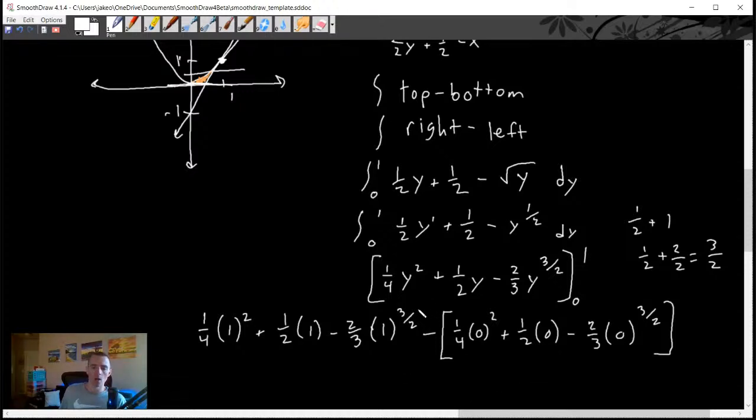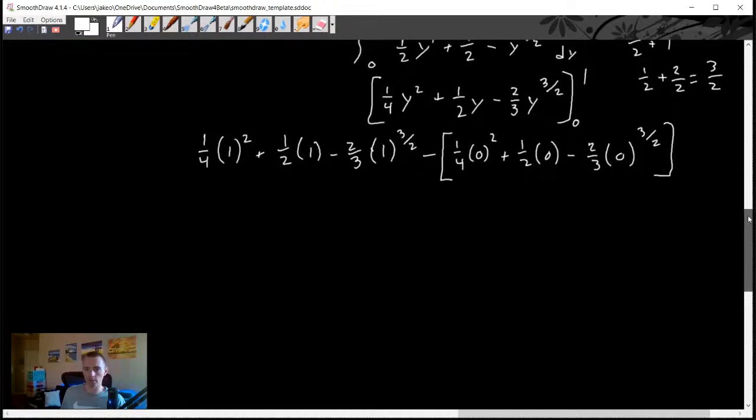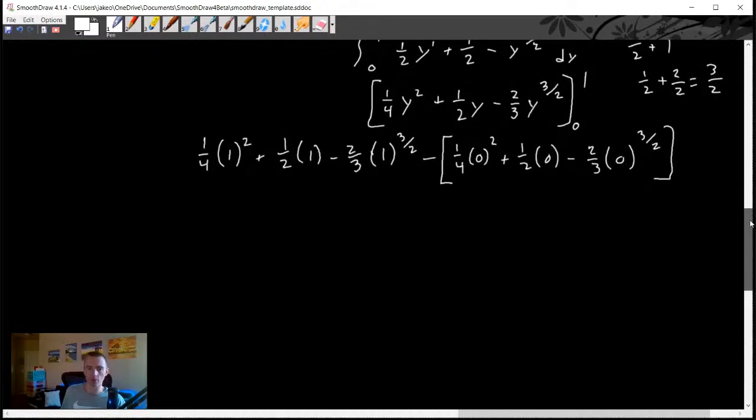Okay. Make sure you put all of this in parentheses here, whatever you get from plugging in 0, because you need this minus sign to distribute to all those terms. I know I say that a lot, but it's a common mistake, and I just want to make sure you have that reminder so you don't miss that.